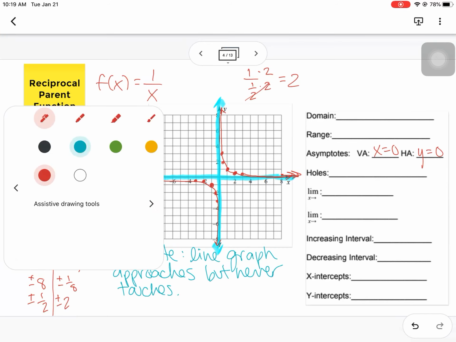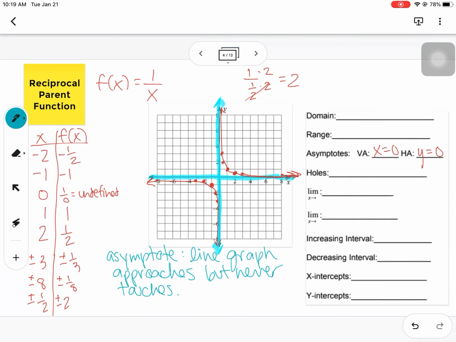Okay, so if we start to fill in our characteristic chart, my domain is everything except for 0. Again, this 0 gave us our vertical asymptote. And so I can fill in my domain as negative infinity to 0 and 0 to infinity. So again, this came from your vertical asymptote, was the only thing x cannot be.